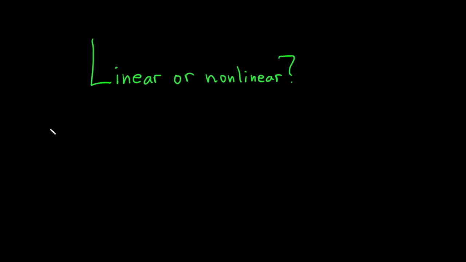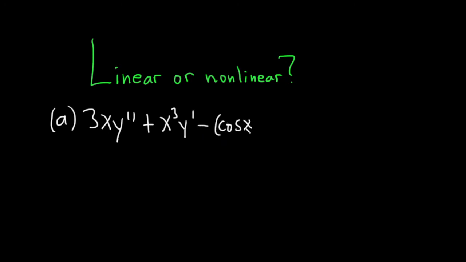Hi, in this video we're going to look at a few examples of differential equations and determine if they are linear or nonlinear. Let's jump right into it. Our first example is 3x y double prime plus x cubed y prime minus cosine x times y, and let's say it's equal to the number 7.